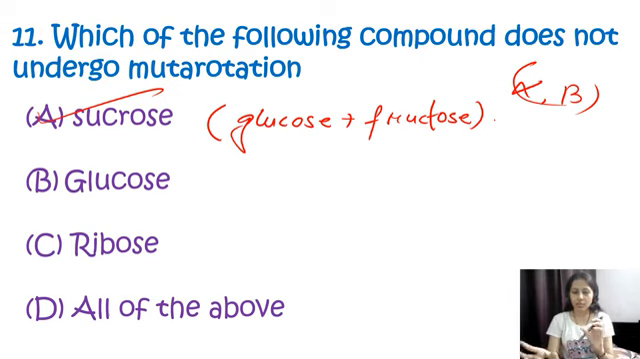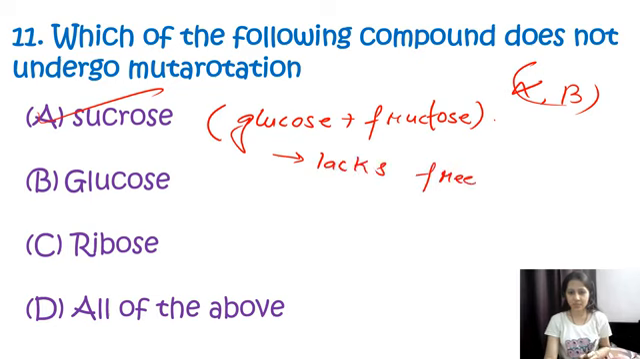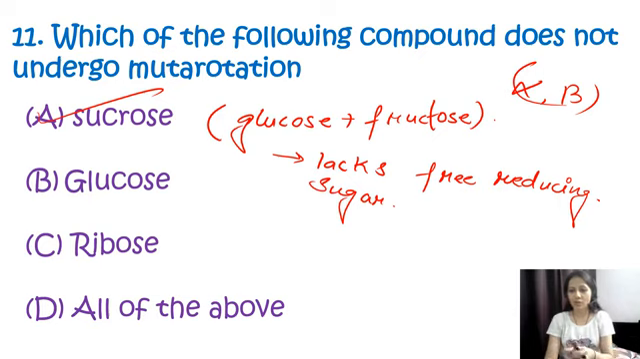Now this sucrose actually lacks a free reducing sugar, that is a free hemiacetal, or we can say hemiketal in other cases. So that is the reason it does not undergo the mutarotation process. So over here, my correct option should be A, that is sucrose.